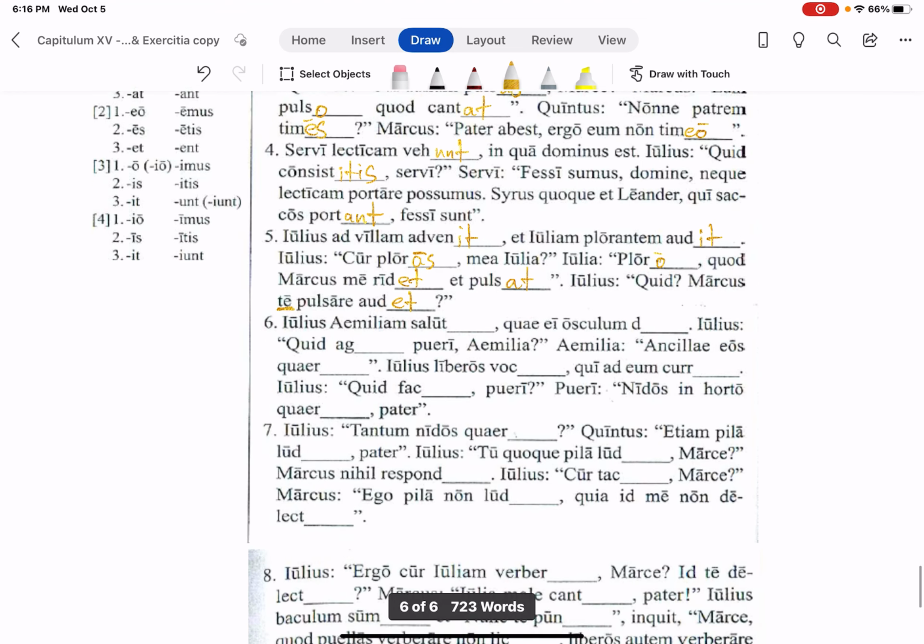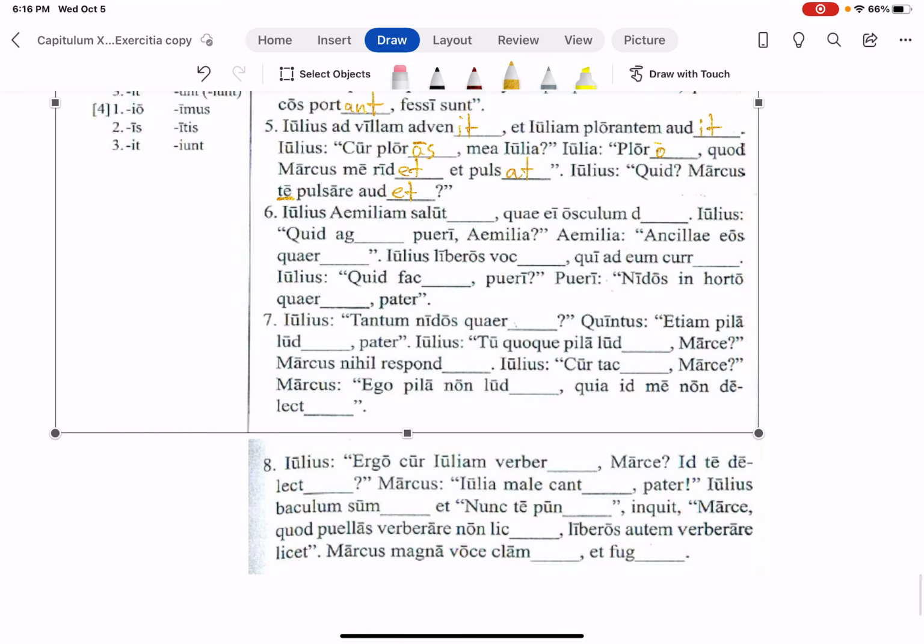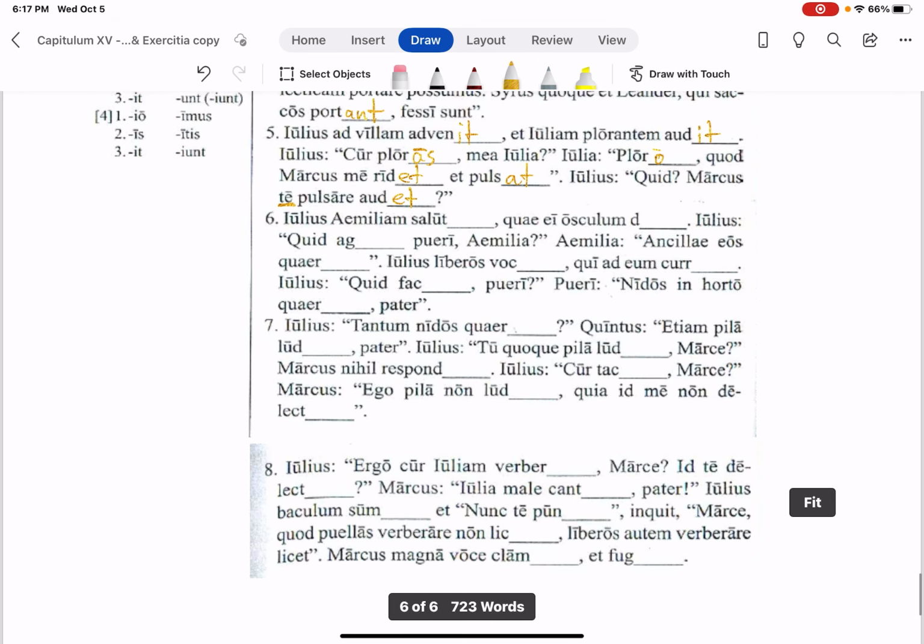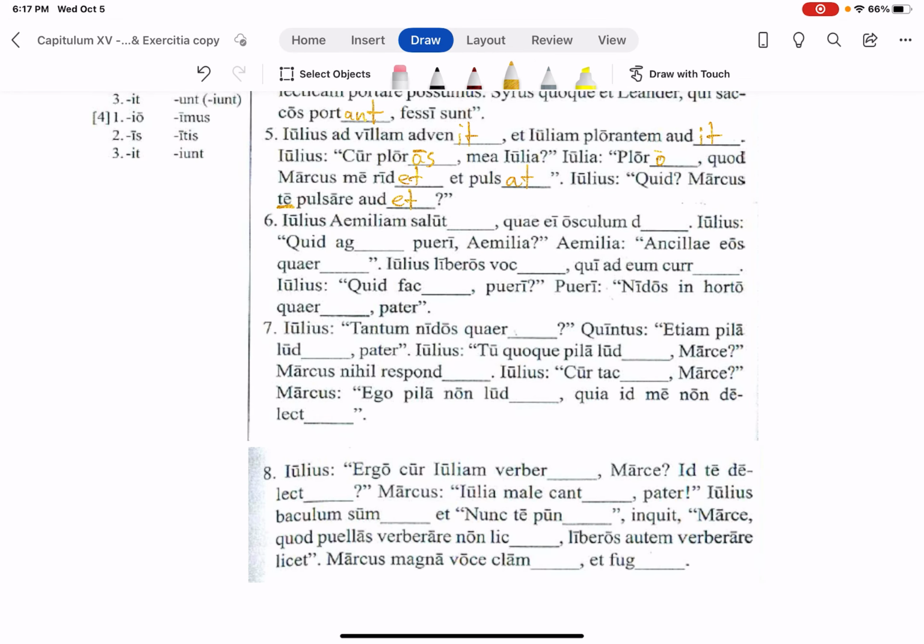Number 6. Julius Aemiliam quaerit. Bene. Julius Aemiliam salutat, quae ei osculum dat. Julius. Quid agunt pueri, Aemilia?